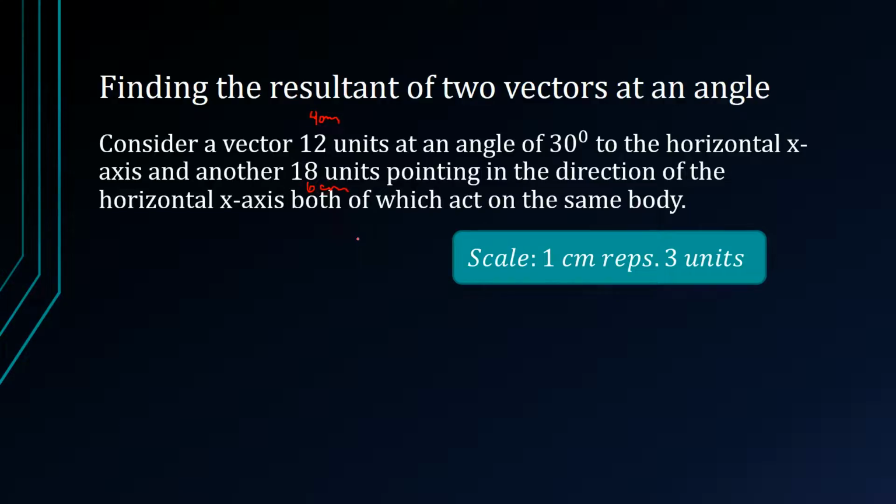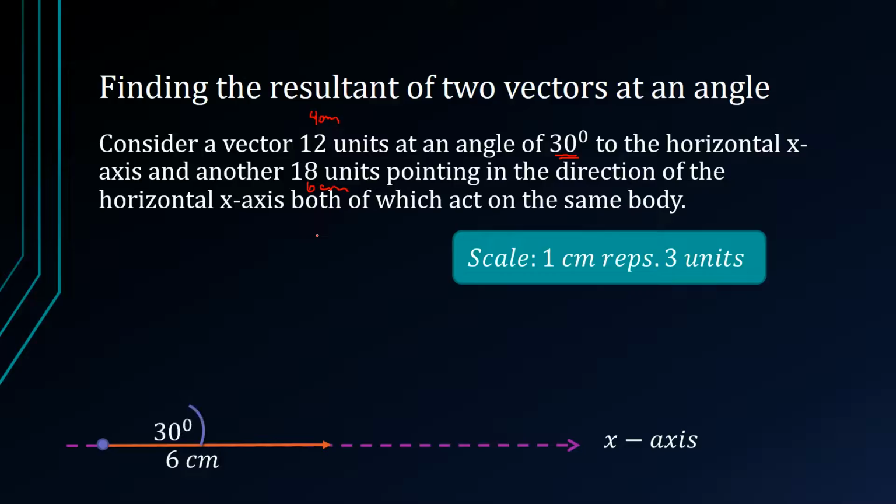Now we must draw the horizontal x-axis since we are introducing an angle. Next, I'm going to put the body that these two vectors are acting on. From there, I am going to put the vector attached to this body that is pointing in the direction of the horizontal x-axis, which is 6 centimeters long. And then I am going to put in the 4 centimeter vector representation for the 12 units at an angle of 30 degrees.